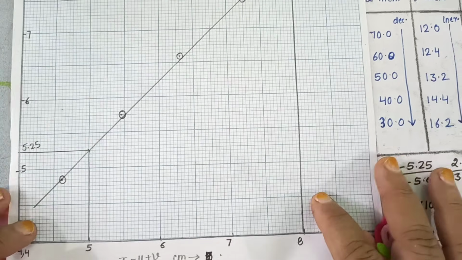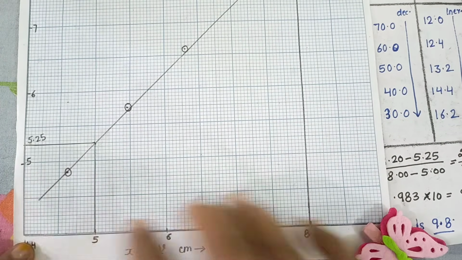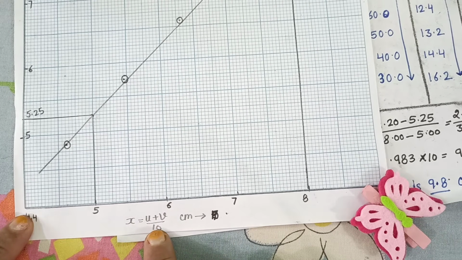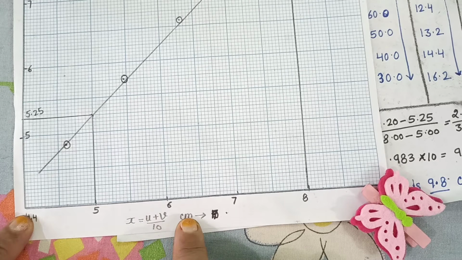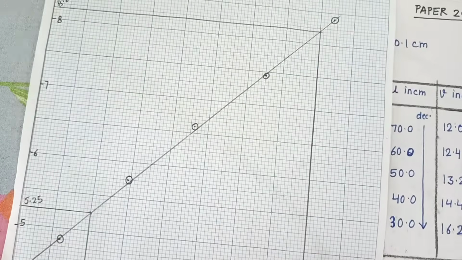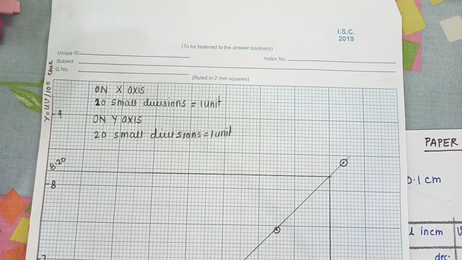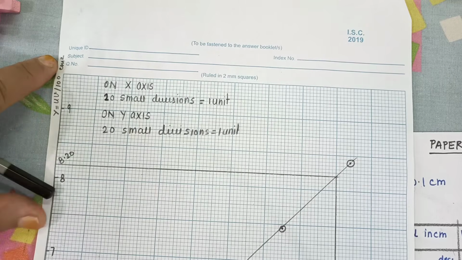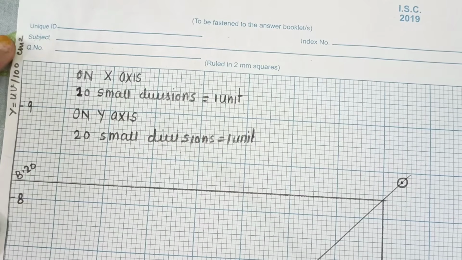Now in the graph, the first thing you draw is the x-axis and y-axis, and then mention that x equal to (u plus v) upon 10, which you are plotting here in centimeters, and on the y-axis you are plotting y equal to uv upon 100 in centimeter square. So just check that the unit should be correct everywhere.